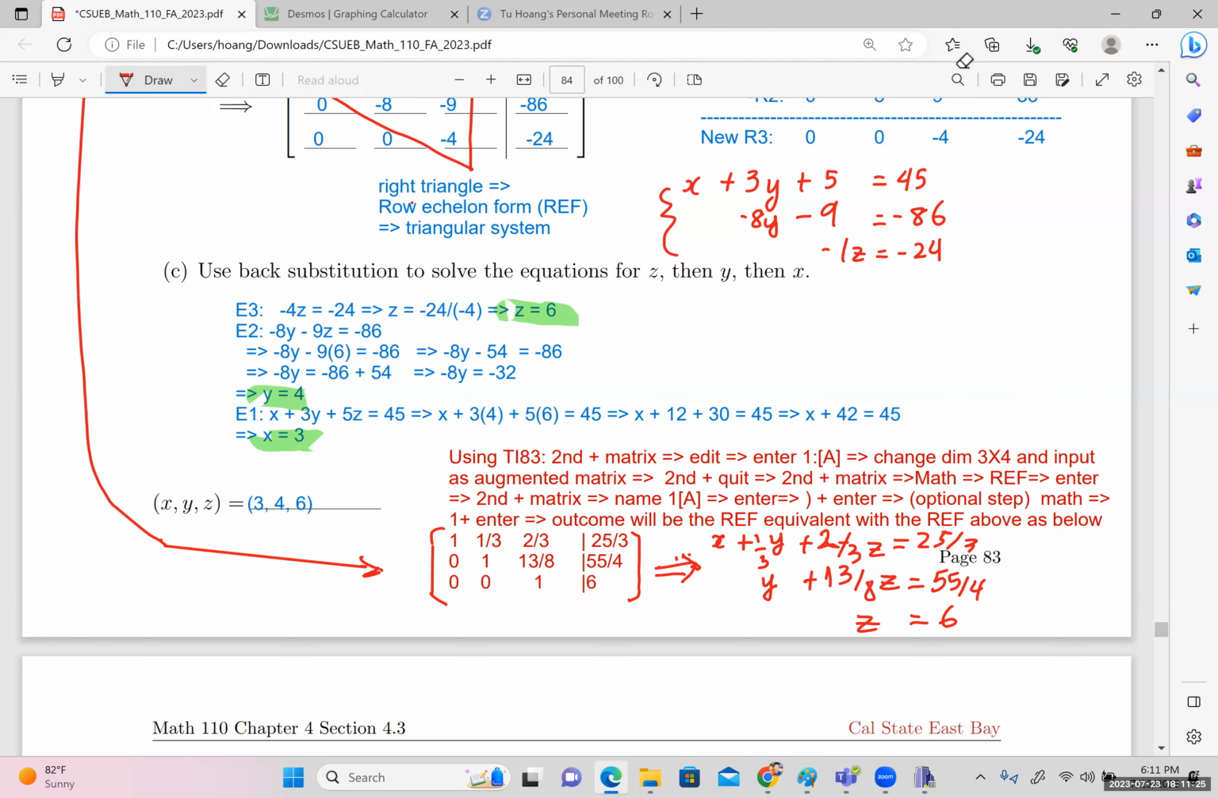So as you see, I right away have z equal to 6, and then I'm gonna go directly to the second one and find y. Actually, think about if you multiply the whole equation number 2 by 8, you won't have to worry about the fraction form, right? So this is one of the very quick ways to handle the system when you're using matrix and calculator together.